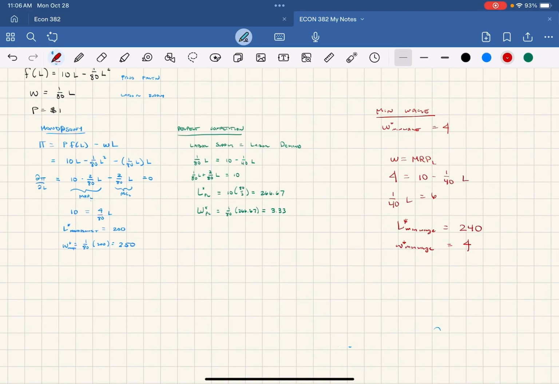So if we start in a monopsony, minimum wage will actually increase the number of workers and increase the wage compared to a monopsony. Now, if we compare it to perfect competition, it will actually increase the wage, which is the goal, but it will actually decrease the number of workers. And so that's where we see a minimum wage can have a different impact compared to a monopsony as compared to perfect competition.